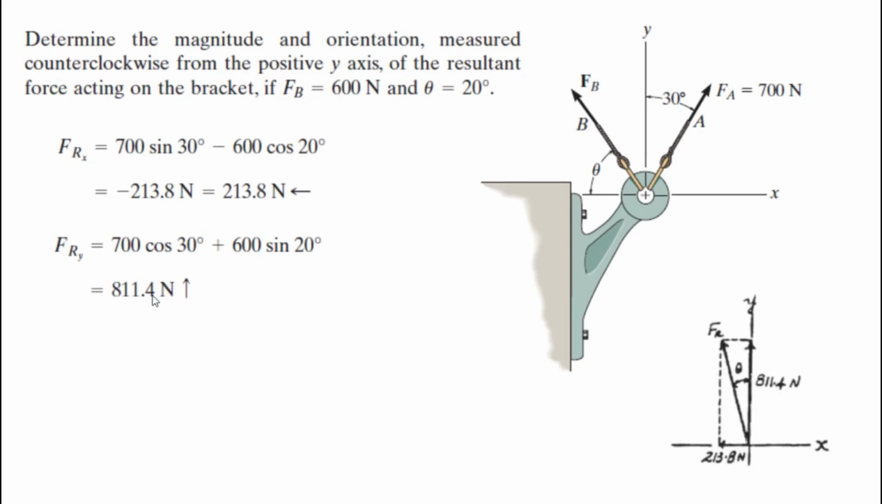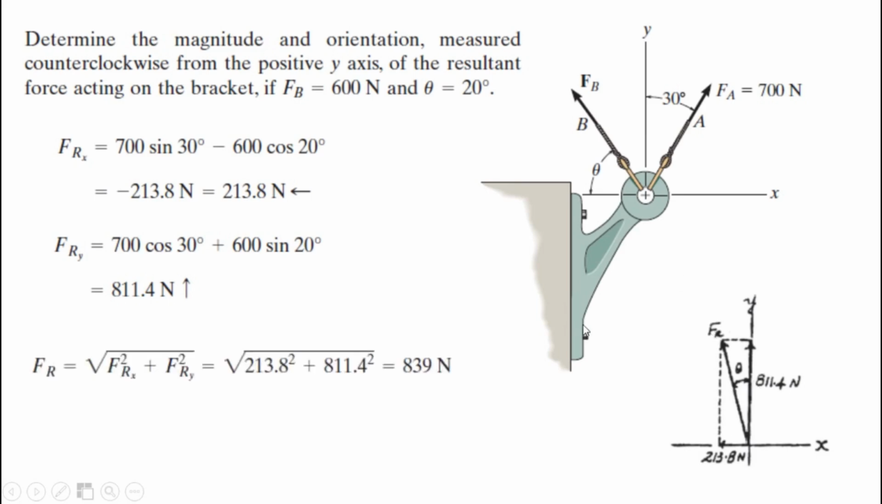So what that looks like on a graph is right here. So I have 811 straight up and 214 to the left in the negative x direction. So my resultant force is the combination of those two vectors in the x and y direction. Okay? So it looks like this. It's asking for the magnitude and the orientation, so I need to know the length of this and that angle theta that we have defined there.